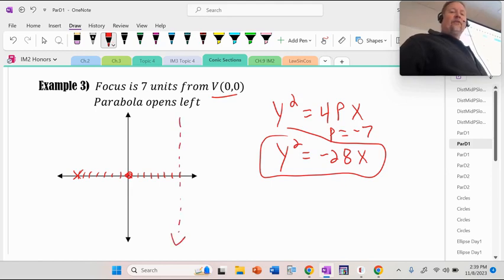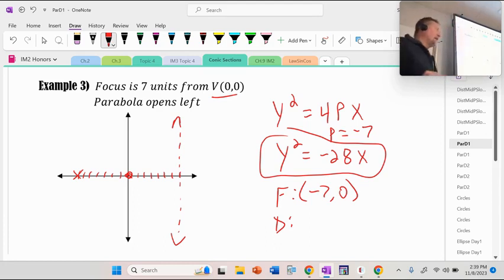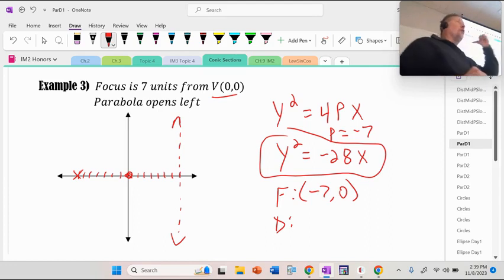So I guess I have to find the focus because it just told me that information. So this is negative 7, 0. And you will write coordinates, because I will get goofballs that say x equals negative 7 for the focus. And then the directrix is y equals, or a coordinate, all these goofy things. You must have math syntax.